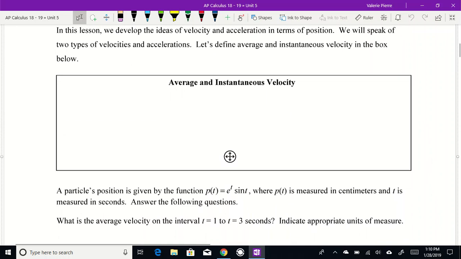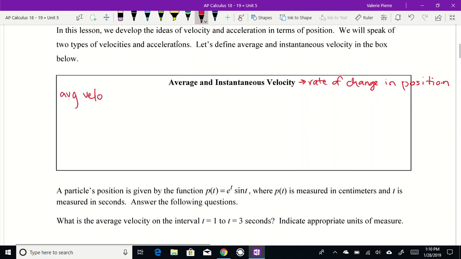So, average and instantaneous velocity are both the rate of change in position. Okay, so the average velocity on an interval AB is equal to position of A minus position of B all over A minus B.